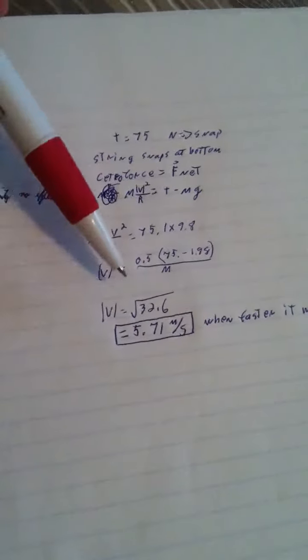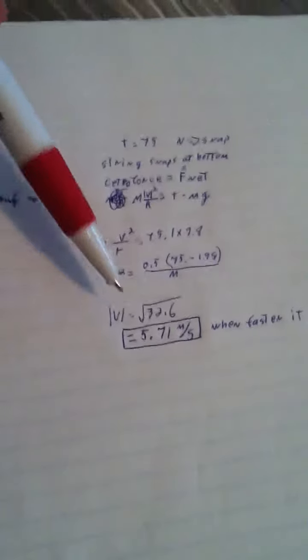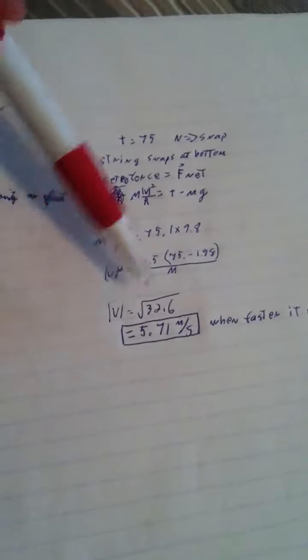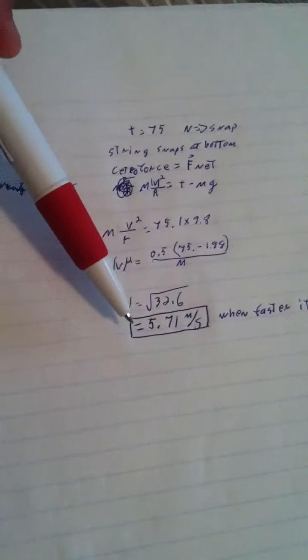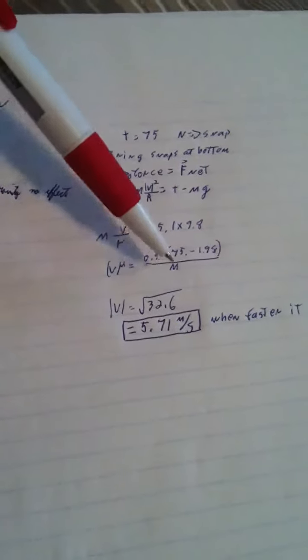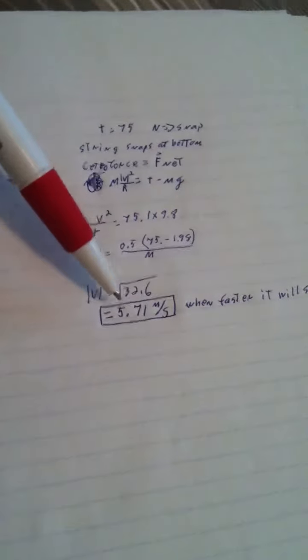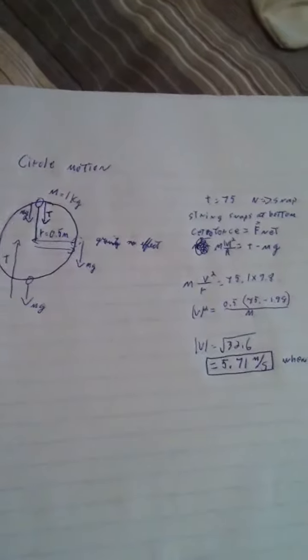Then when I got that number, I had 32.6, but I had to take the square root to get the velocity out right here. So I took the square root, and I got 5.71 meters per second. And whenever it gets faster than 5.71, it will snap. And that's my reassessment for circular motion.